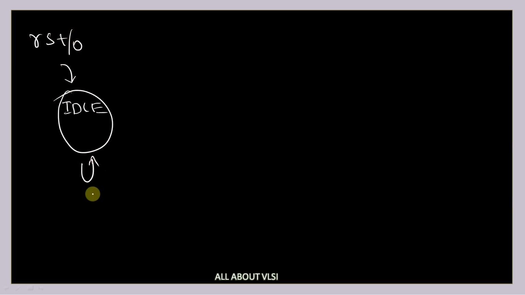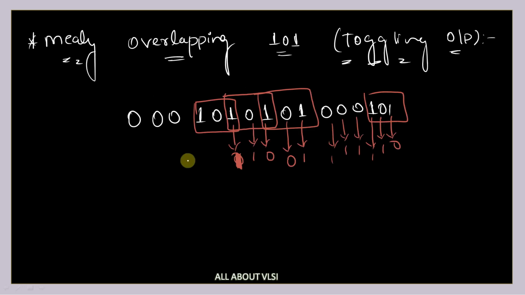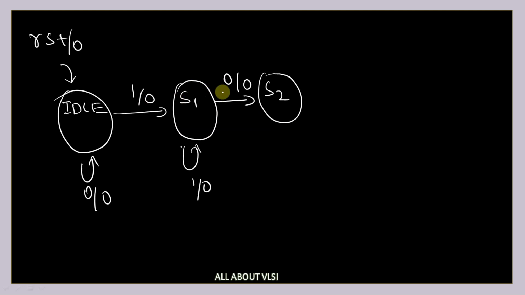If I apply reset, I'm going to a state which is known as the idle state, where your output is equal to 0. On 0, you're going to stay in the same state, and on 1, you're going to the next state S1. On 1, you're going to stay in the same state, on 0, you're going to the next state, and if you get 1 0 followed by one more 1, you should not go to the idle state.